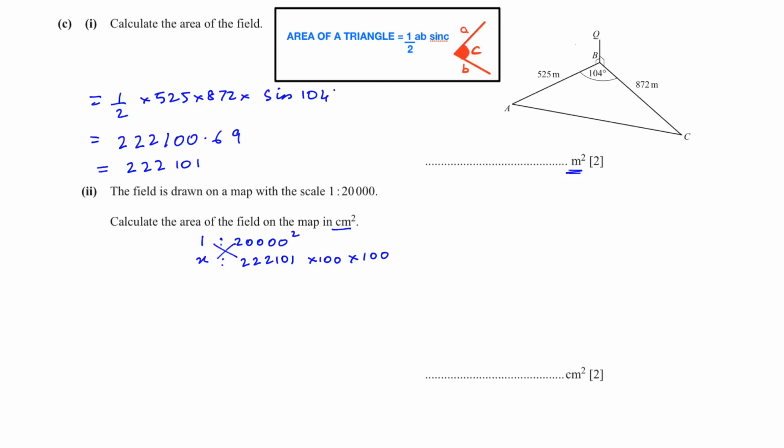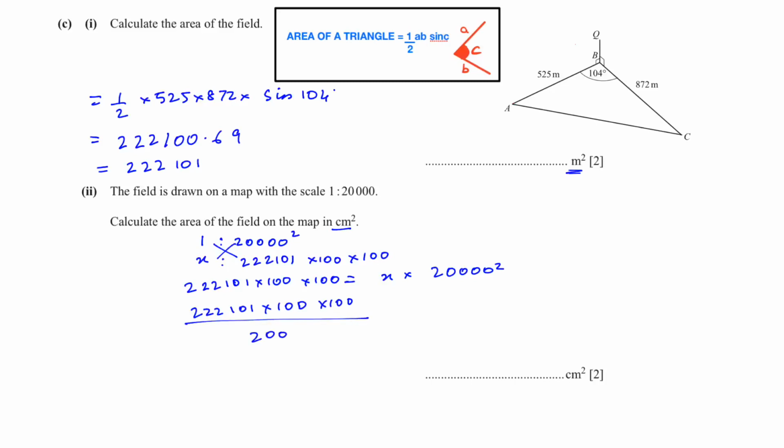To find x, we cross multiply. So 1 multiplied by 222,101 times 100 squared is equal to x times 20,000 squared. Therefore, to find x, we will bring the 20,000 squared to the other side. It will be a divide. When we put this in the calculator, we'll get 5.55. So that is the area of the field on the map in square centimeter.